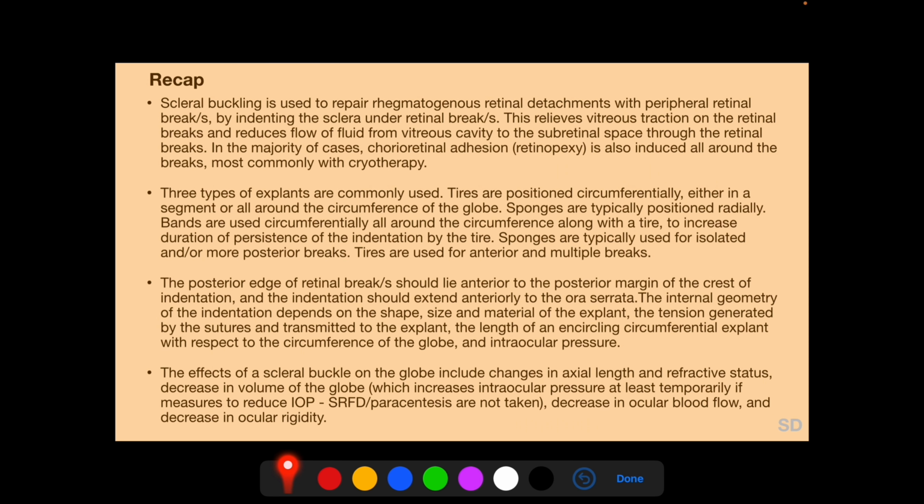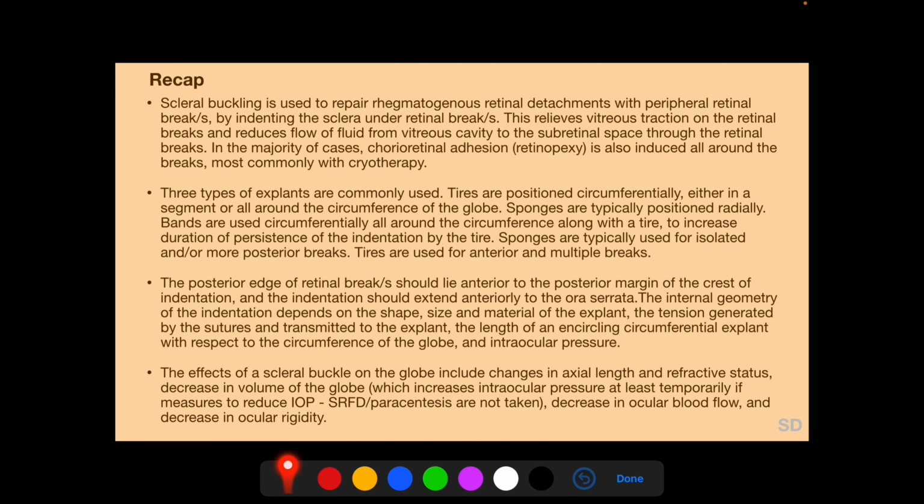Tires are positioned circumferentially, either in a segment or all around the circumference of the globe. Sponges are typically positioned radially, and bands are used circumferentially all around the circumference of the globe along with the tire to increase the duration of persistence of the indentation by the tire. Sponges are typically used for isolated and/or more posterior breaks, and tires are used for anterior and multiple breaks.